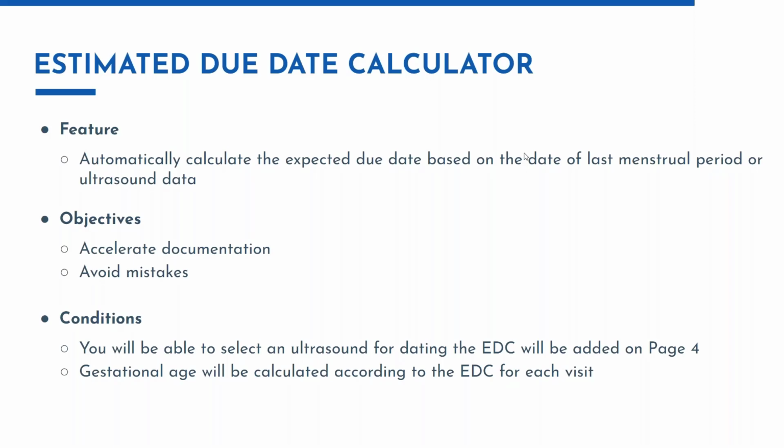So there are a couple conditions for the ultrasound dating. Once you have a date for the ultrasound and the information is documented, you'll be able to select it for dating, and that information gets added automatically on page 4. And the gestational age gets calculated automatically according to the estimated due date that's selected for each visit.